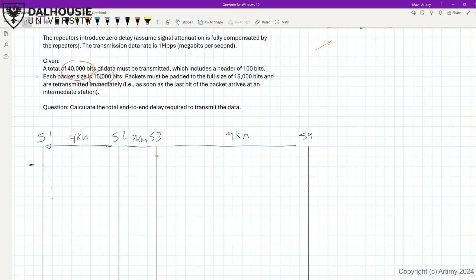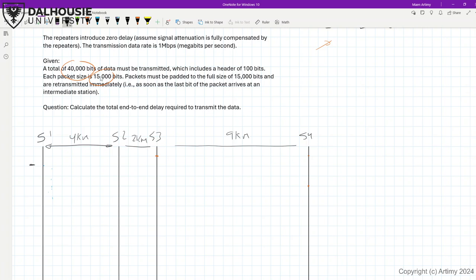We'll call them packets. If you have more information in the question, if somebody tells you it's TCP going to IP, and then from IP it's going to Ethernet, then you have to calculate the header of all of these and the trailer and all of that. But in this question, we don't really know, and it doesn't matter anyway, because the approach is always the same. So we have 40,000 bits, and we need to divide them into 15,000 bits.